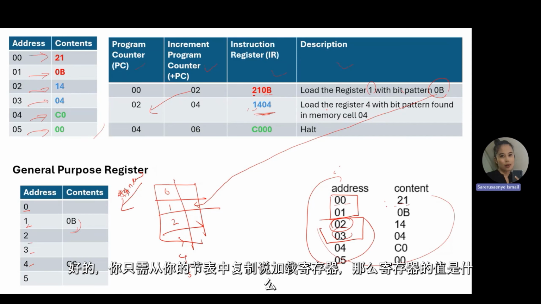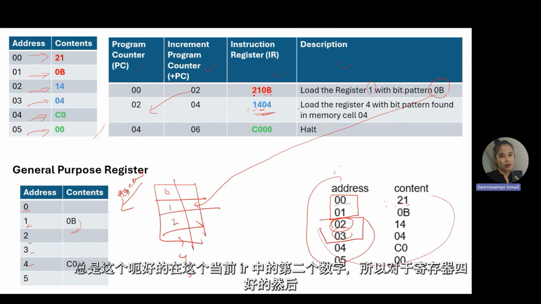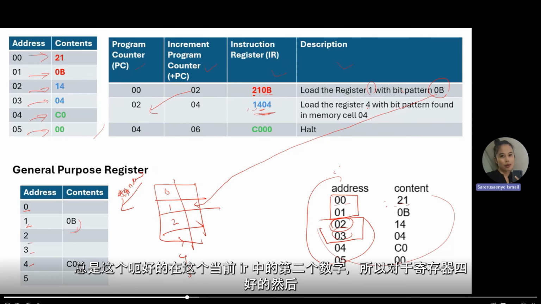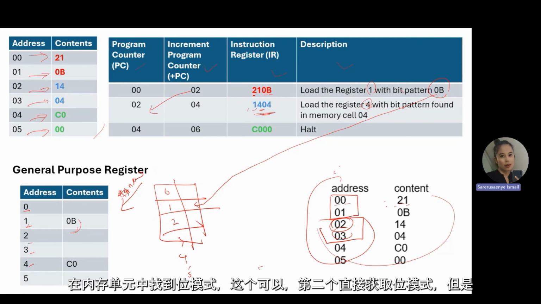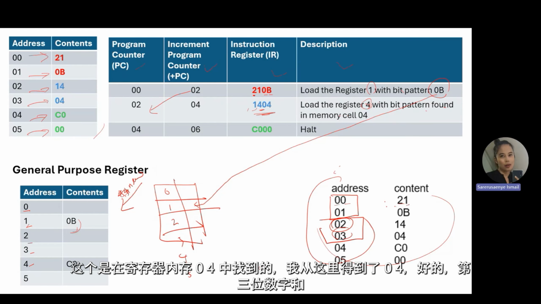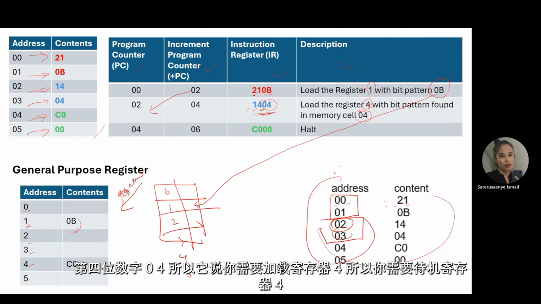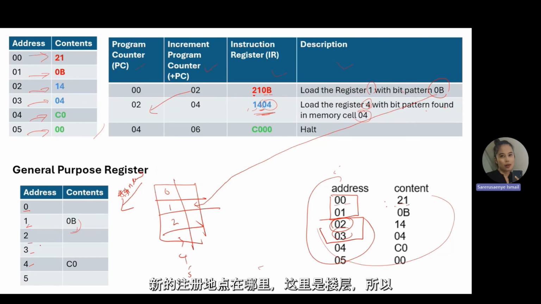So what is the value of register? Always the second digit in this current IR. So for register 4. And then with bit pattern found in memory cell, this one, number 2, is not the direct bit pattern, but this one found in memory cell 04. Where did I get the 04 from? The third digit and the fourth digit. So it says you need to load register 4. Where is the location for register 4? Here.